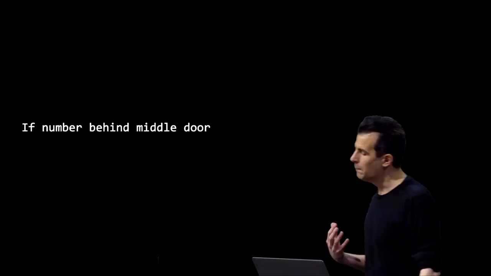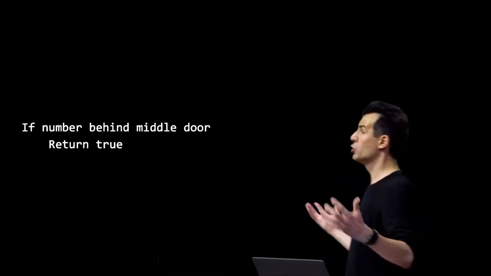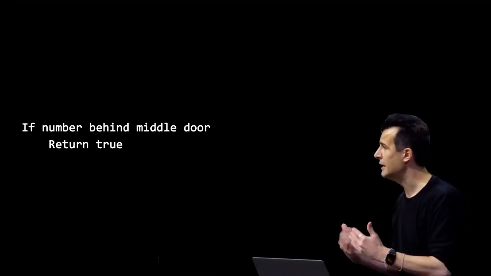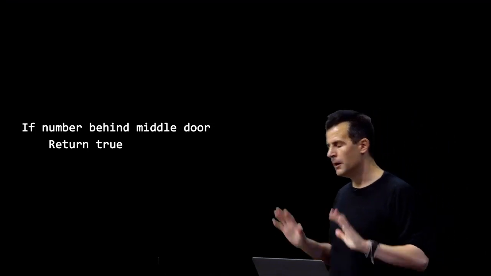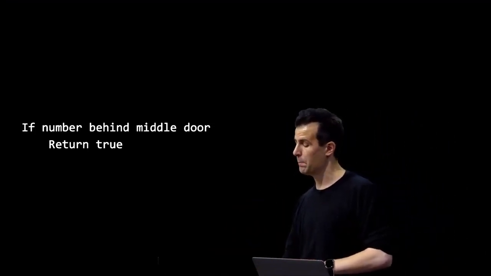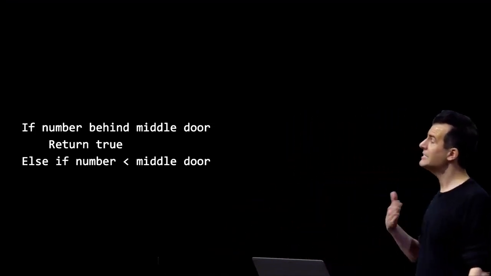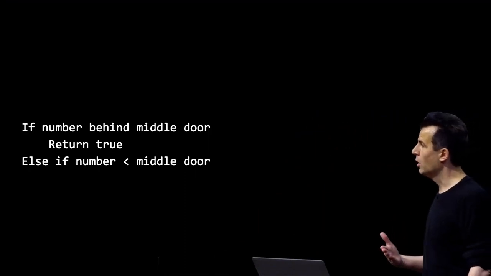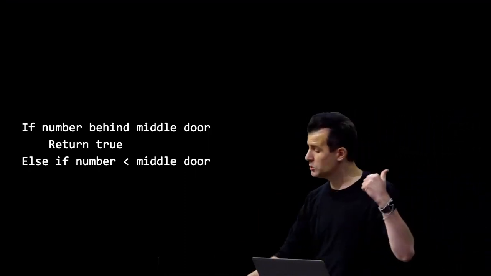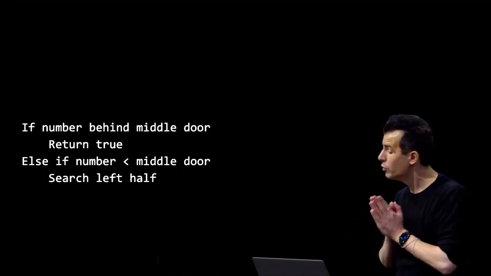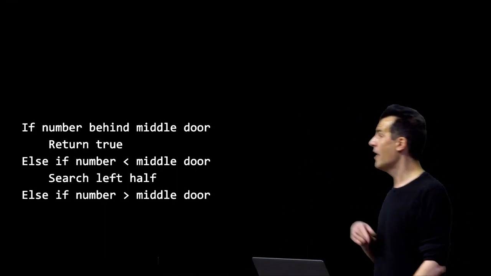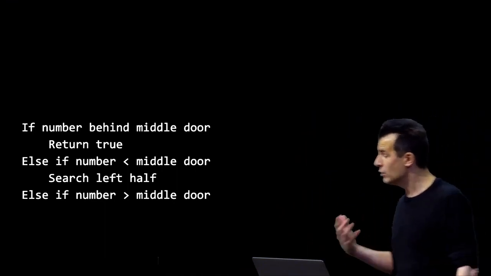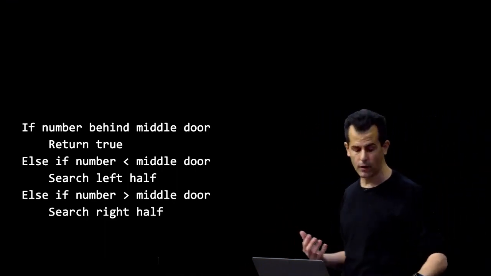So with binary search, let me propose this pseudocode. If the number is behind the middle door, return true. We found it. So if we got lucky, then we might very well have found the number 6 behind the middle door, and we would have been done. But that didn't happen. And in the general case, that probably won't happen. So if the number is less than that behind the middle door, then just like with the phone book, I'm going to go to the left, and I'm going to search the left half of the remaining doors in the array. Else, if the number is greater than that behind the middle door, then like the phone book, I'm going to go ahead and search the right half.